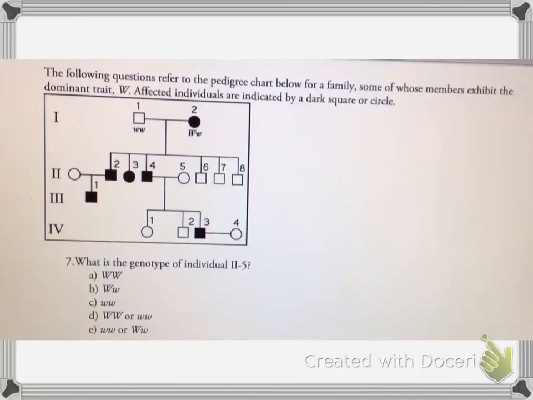For questions 7 and 8 on the multiple choice, you're given a pedigree, and you're asked questions about it. So in this pedigree chart, the dominant trait is represented by a big W. And if the individual is affected, then they'll be filled in, so they'll be dark.